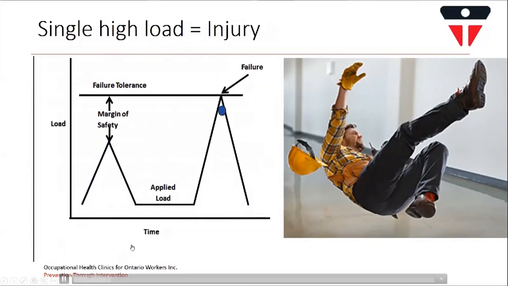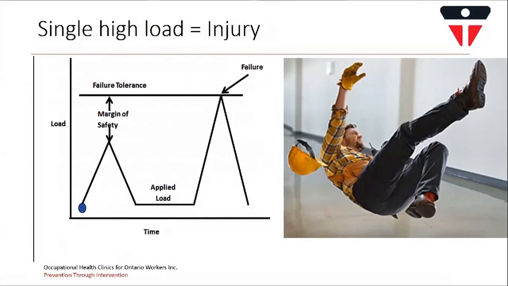The first is the single high-load one-time injury. In this example, it's someone slipping on the floor. As a result, it's that one-time impact. Each tissue has a set tolerance limit, and when that tolerance limit is exceeded by the applied load, the risk of injury increases.